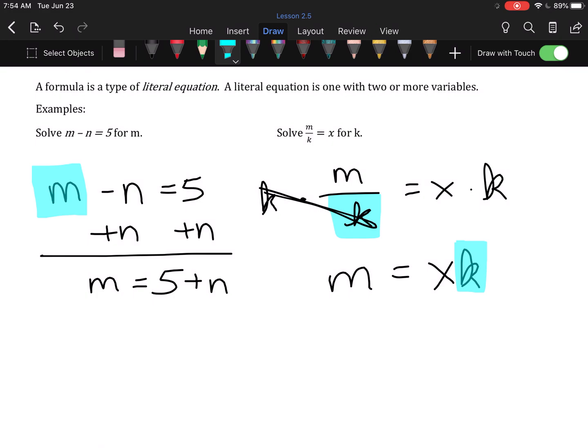Okay, now you're looking at m equals xk. What's being done to k? It's being multiplied by x. How do I undo multiplication? Division. m divided by x is equal to k.